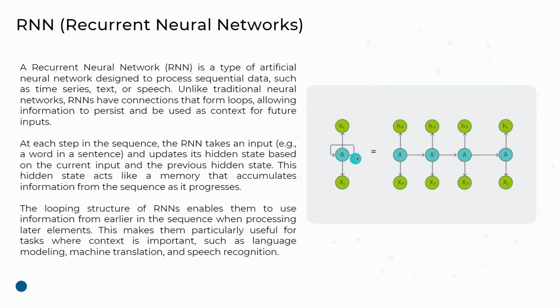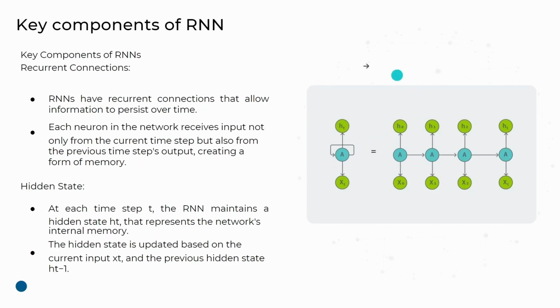So whenever you feed input, that hidden layer will process it and then produce the output. That output will be multiplied by the weights and fed in with the next input, and the same loop will go over and over again till it achieves the accuracy. So what are the key components we have in this RNN?